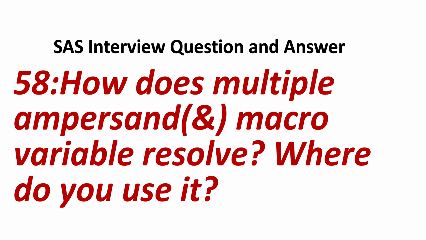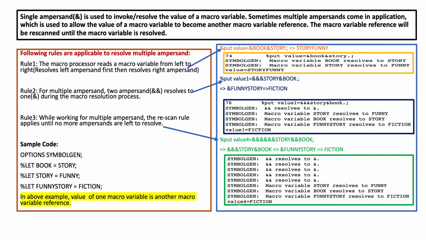A single ampersand is used to invoke, that means to resolve, the value of a macro variable. Sometimes multiple ampersands come into application, which is used to allow the value of a macro variable to become another macro variable reference. That means if the value of a macro variable is used as another macro variable name, then in such a condition we use multiple ampersands. The macro variable reference will be rescanned until the macro variable is resolved.